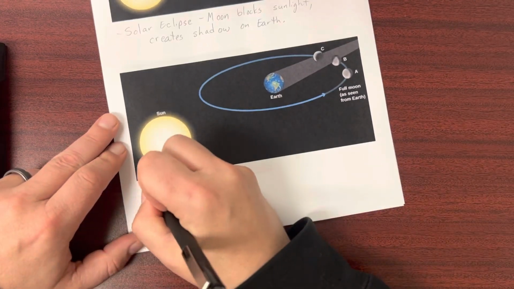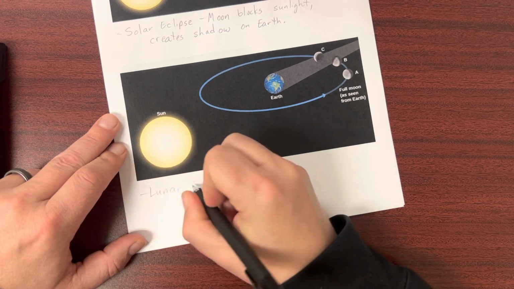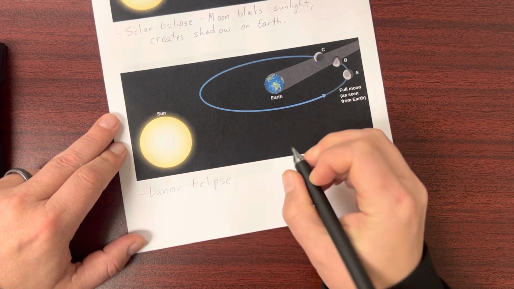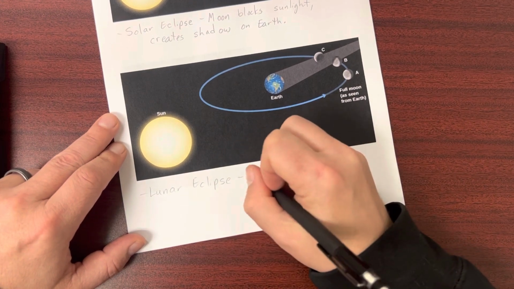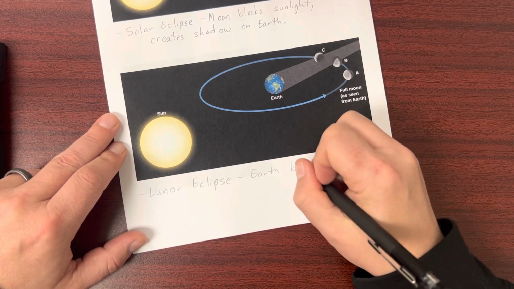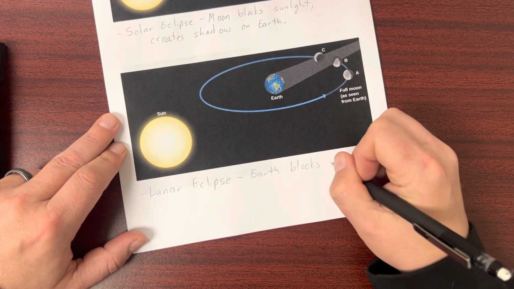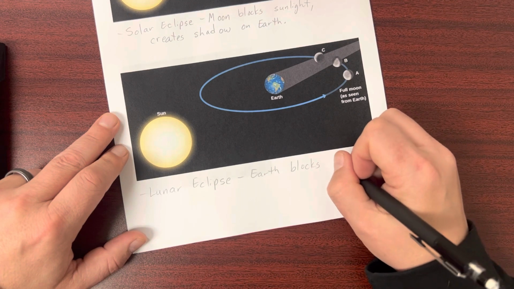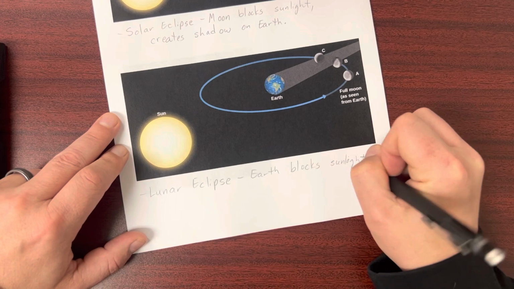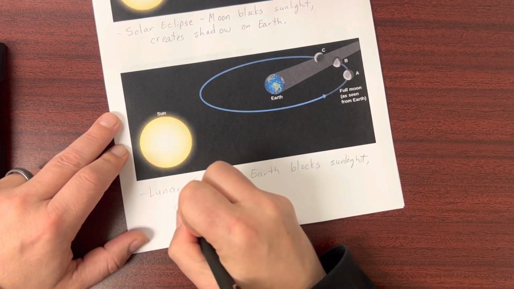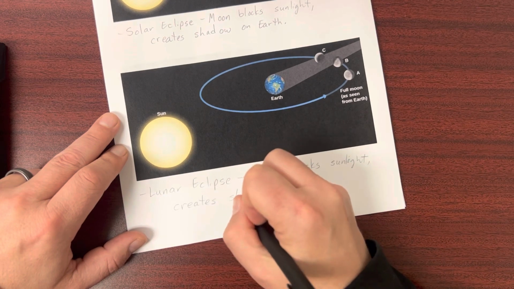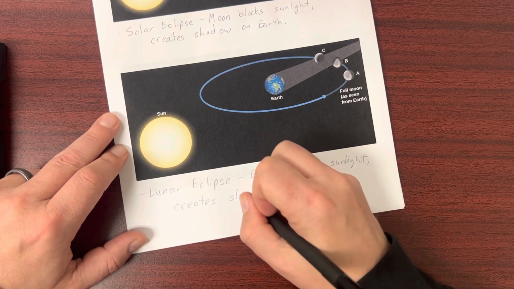But there's also lunar eclipses. Lunar eclipses have a different setup. What you see in the picture is in the lunar eclipse, you have Earth blocking the sun's light. So it's between the moon and the sun. Sunlight. And it creates a shadow on the moon. The Earth creates the shadow on the moon.